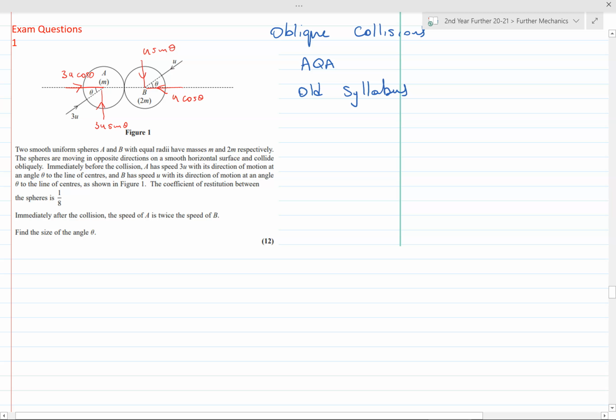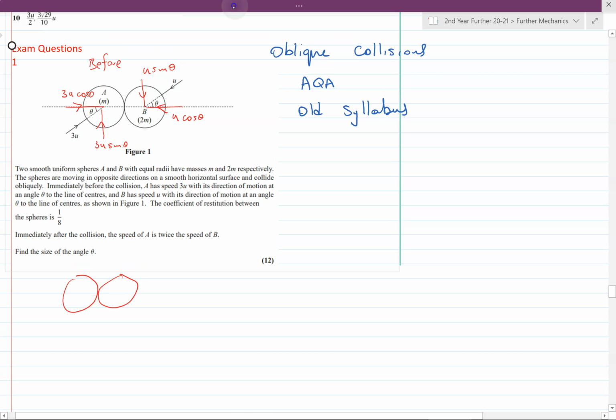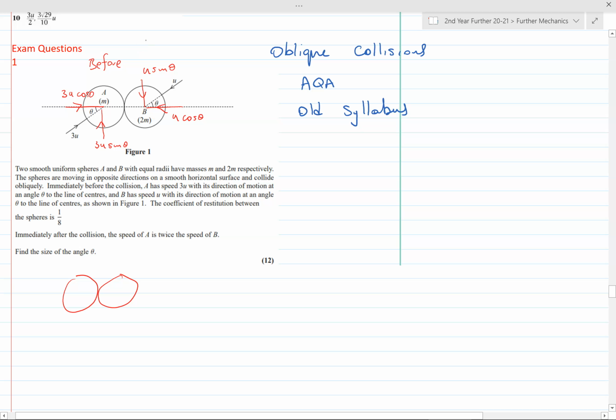It wants us to find the angle theta. It tells us some extra information about the speed of A after the collision being twice the speed of B. That's going to be the whole speed of A, the combined speed, not just in any particular direction. So we'll use that at the end. That's the one particular thing that sets this question apart from other questions.